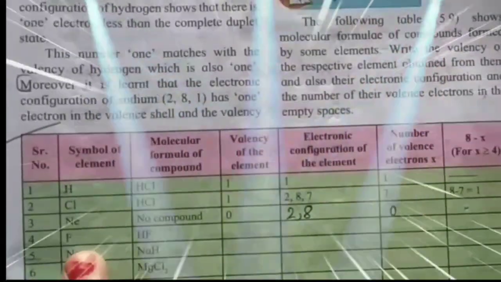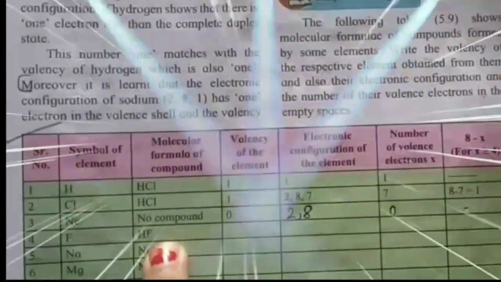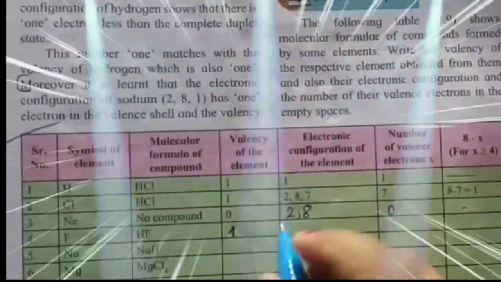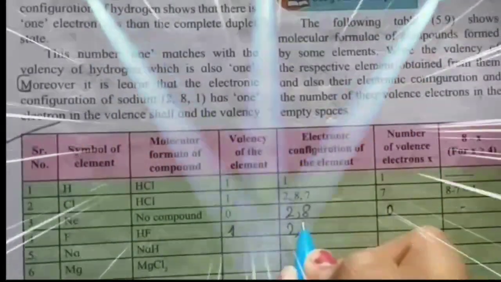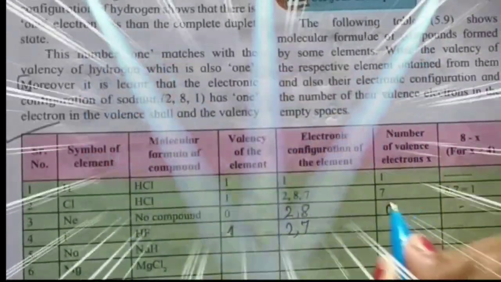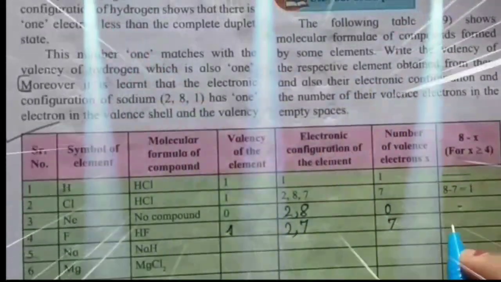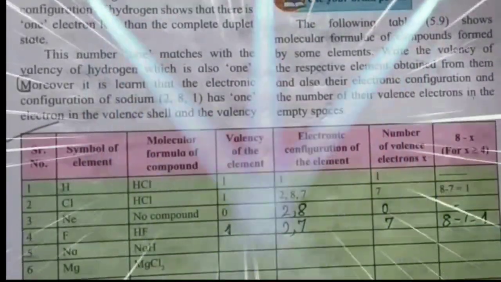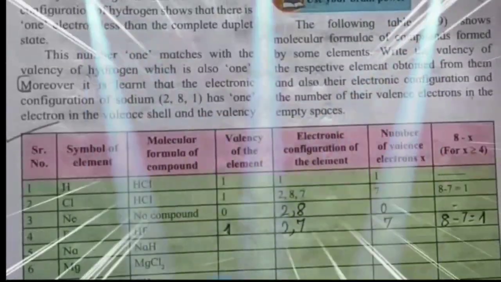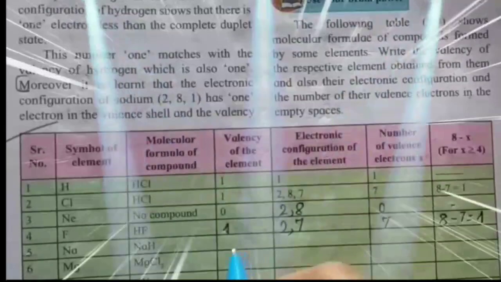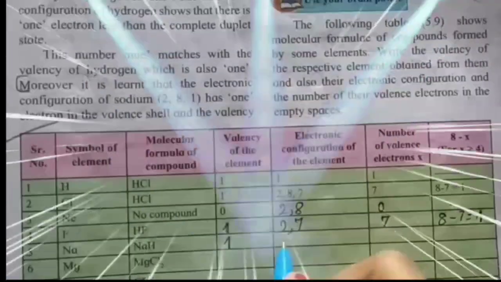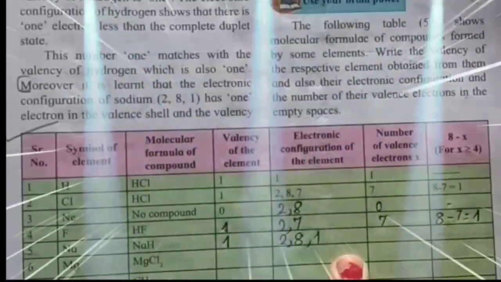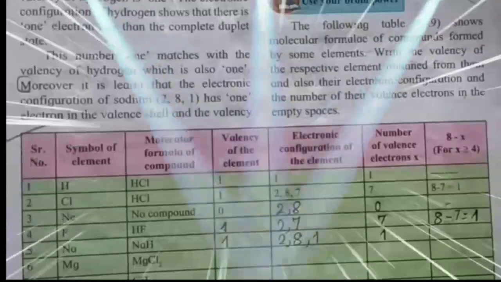Let us see the fourth one, that is F. Molecular formula of compound is HF. Valency of the element is 1. So we will write 2, 7. Number of valence electrons X is 7. So 8 minus 7 equals 1. See NaOH, I'm sorry, it is NaH. Valency of the element is 1. We will write 2, 8, 1. So total will be 8, 9, 10, 11. So the number of valence electrons is 1.